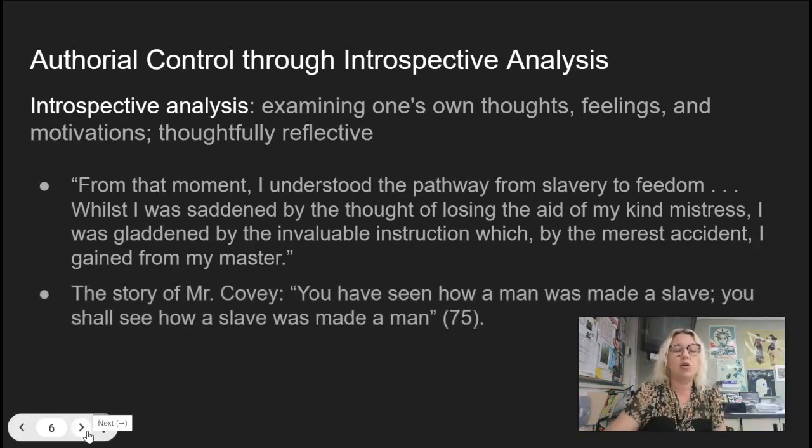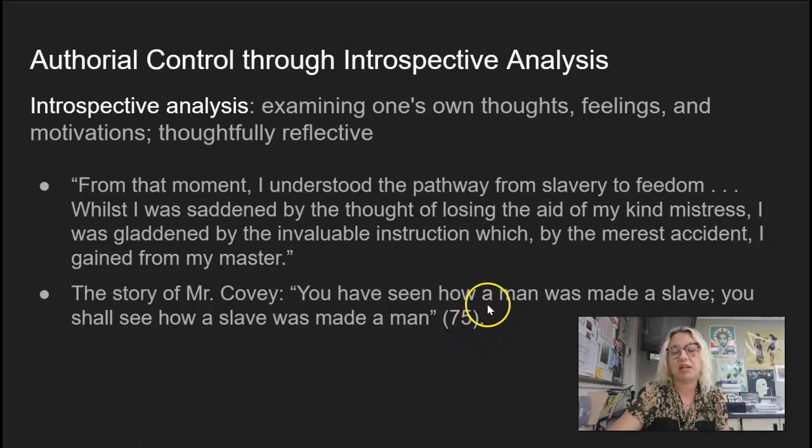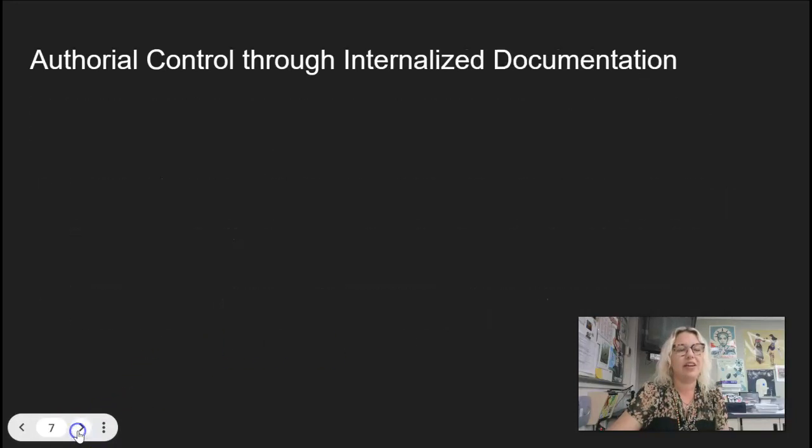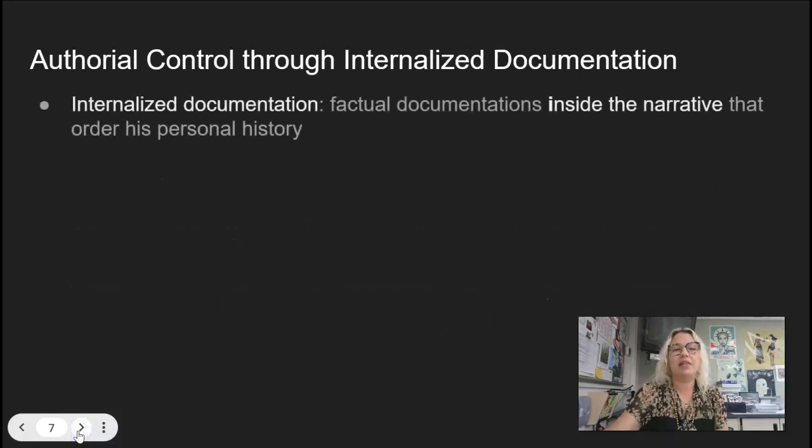The story of Mr. Covey is a good example, too, of introspective analysis. This is a very famous line from the text that you should watch for. On page 75, "You have seen how a man was made a slave. You shall see how a slave was made a man." And we've got those repeated.